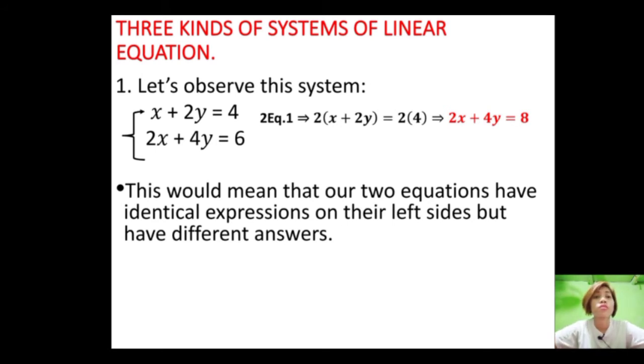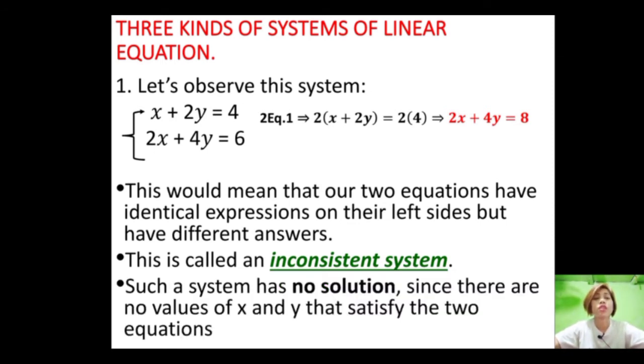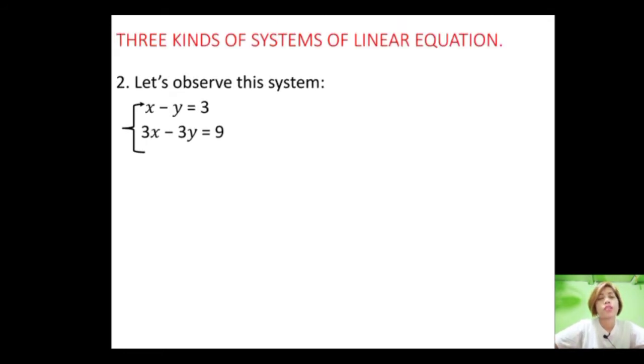So, kapag po ganyan po yung itsura ng system, ang tawag po dun ay inconsistent system. Okay po, pag nakita po natin na pwedeng maging identical yung left side, pero magkaiba pa rin yung right side nila, ang tawag po dun sa system na yun ay inconsistent system. Such a system has no solution, since there are no values of x and y that satisfy the 2 equations. So, tandaan po natin kapag po inconsistent system, it has no solution. Kasi wala po tayong mahanap na value ng x and y or any ordered pair na mag-satisfy po sa 2 equations.